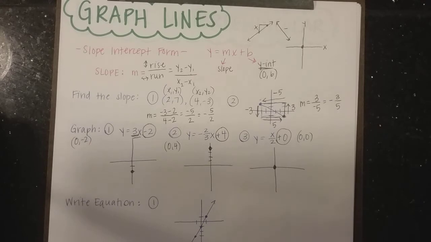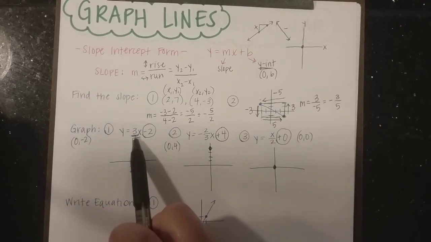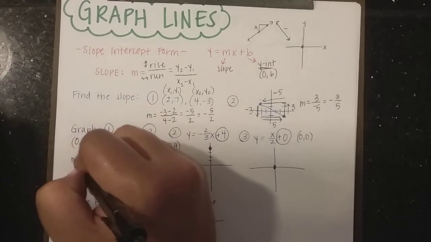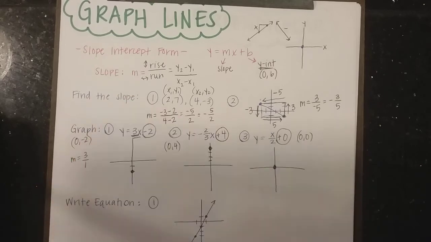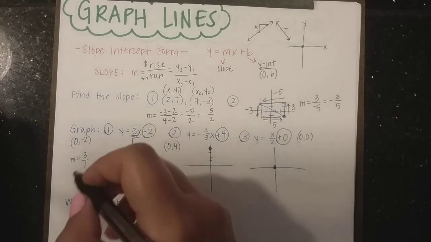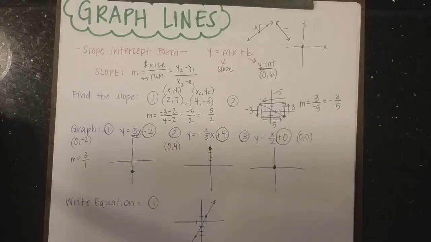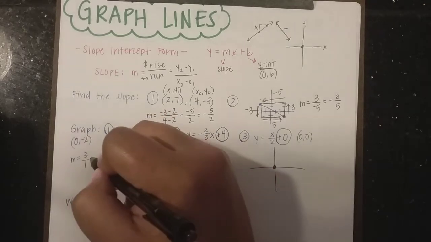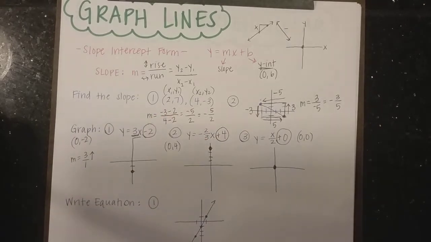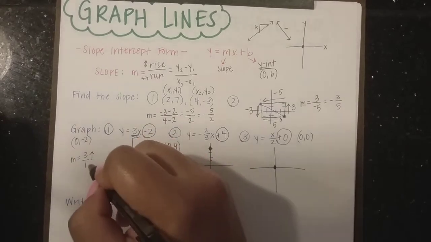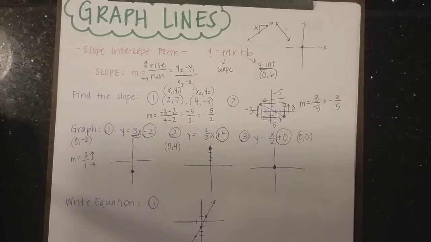So we're going to start by making this 3 into a fraction. So my slope is going to be 3 over 1. Anytime you have a number, you can always put it over 1 because it's the same thing. So then my 3 is my rise, and my 1 is my run. Both of them are positive. So positive 3 means I'm going up. And then a positive 1 means I'm going to the right.